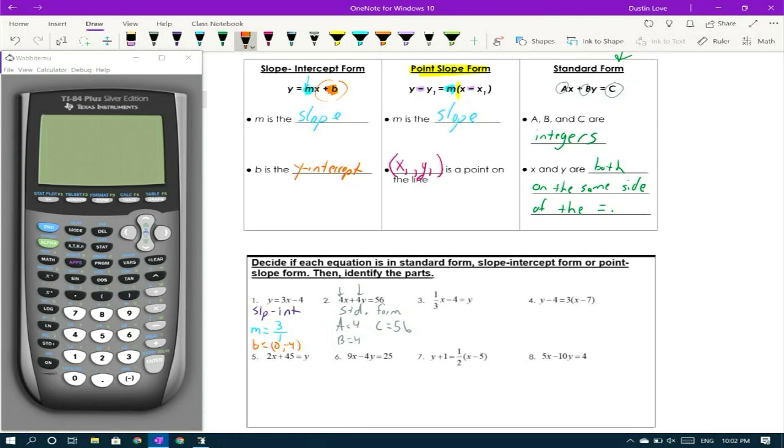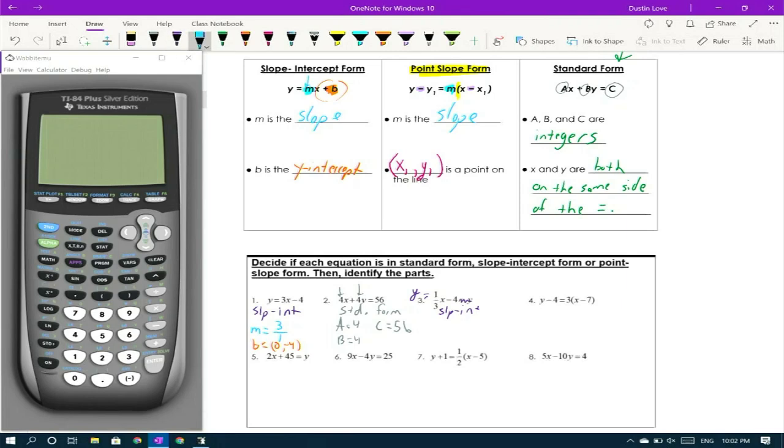Now, I want you to remember that it does not matter which direction I write an equal mark. I could switch them around. So this equals y over here, I could write it on this side, y equals. And if I did that, that would make it look a lot more like slope-intercept form. So remember, it doesn't matter what direction we write that equal mark. So this one is slope-intercept.